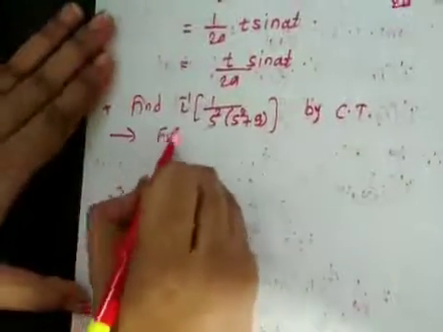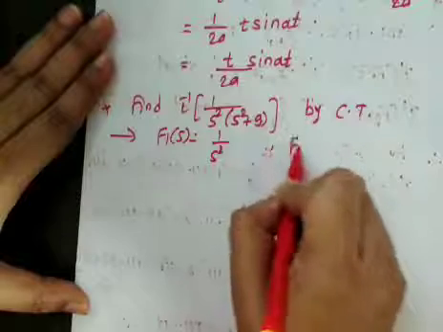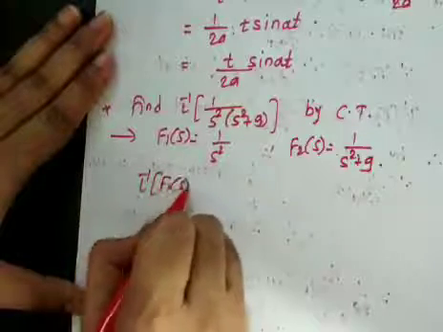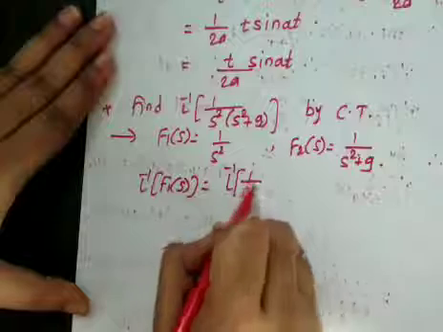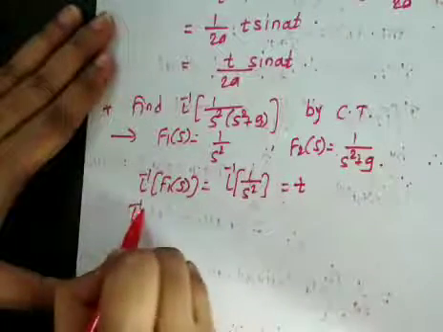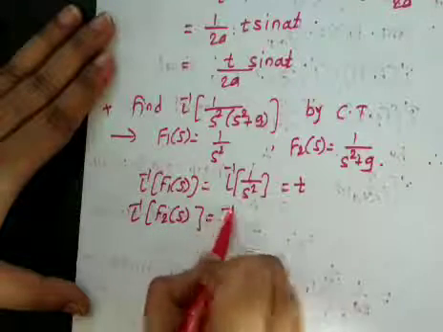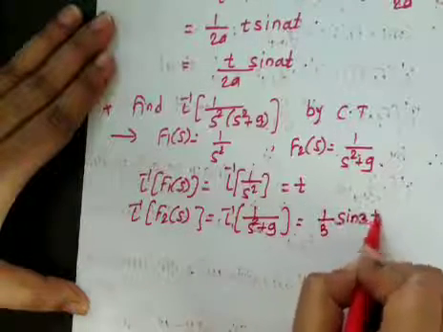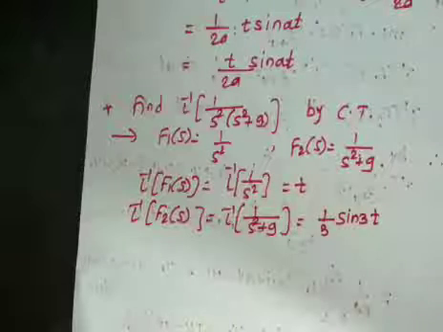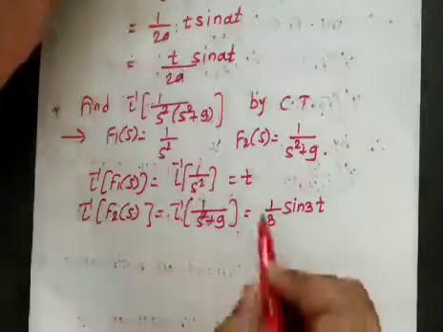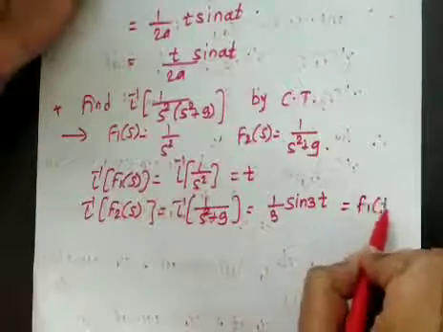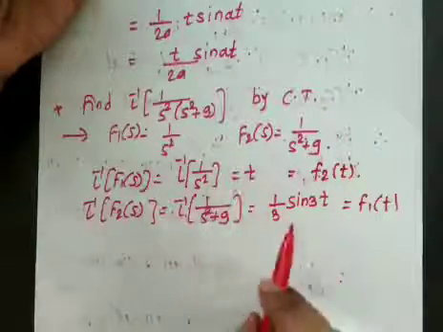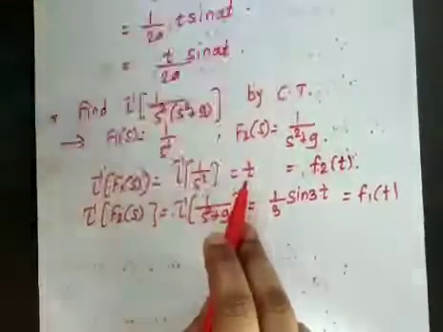Here F1(s) is 1 upon s square and F2(s) is 1 upon s square plus 9. So Laplace inverse of F1(s) will be Laplace inverse of 1 upon s square, that is t, and Laplace inverse of F2(s) is Laplace inverse of 1 upon s square plus 9, that is 1 upon 3 sin 3t. Here I will call this f1(t) and this f2(t), because in your second function you need to change t by t minus u, so it will be simpler to change to t minus u in this one.